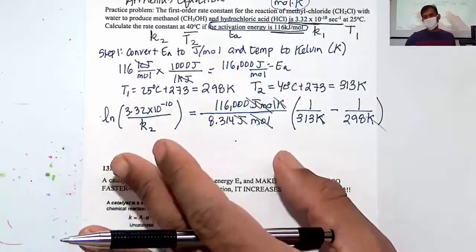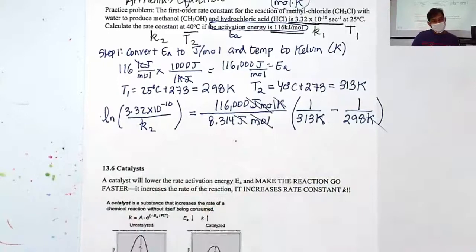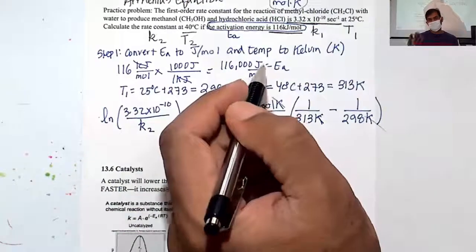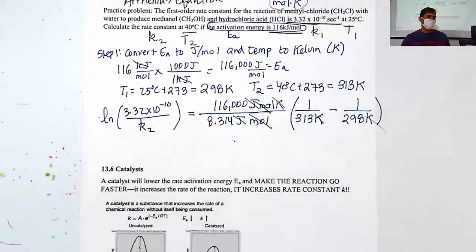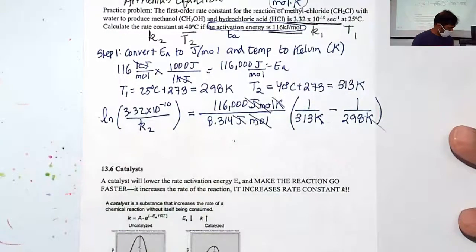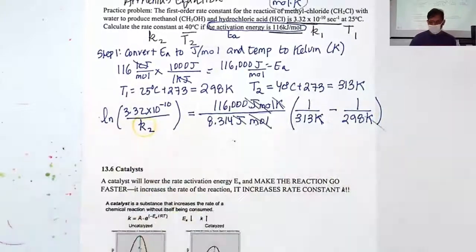If the unit cancellation troubles you, you can do all the numbers, the math, and then put the units at the end, provided that you know you put in the right units. Personally I like carrying the units, canceling the units, making sure they make sense. Our goal now is to solve for K2. How will we do that? This is a calculator exercise, so you can follow along with me.